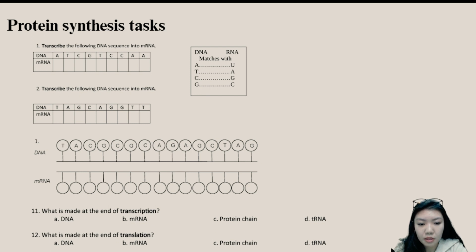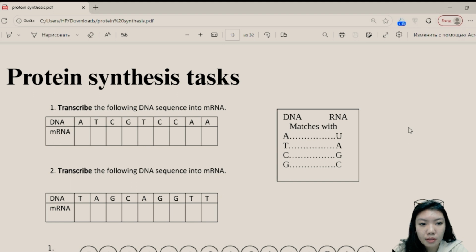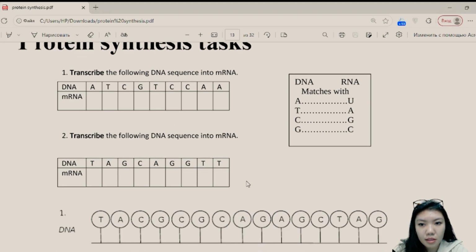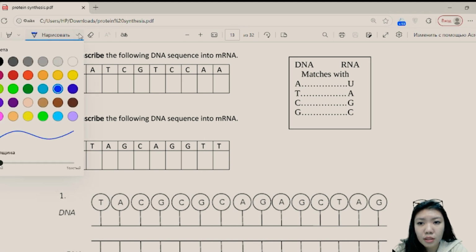So we have made all the thing, and next I think it's the time to do tasks. Okay, I think that everything is clear. So if you understand the topic, we can start doing tasks. Here are the protein synthesis tasks. The first one is: transcribe the following DNA sequence into mRNA.